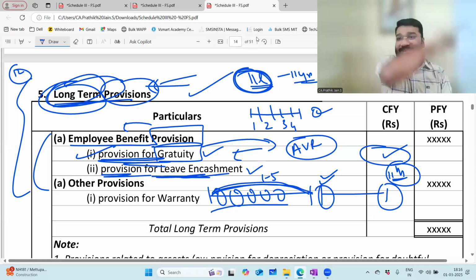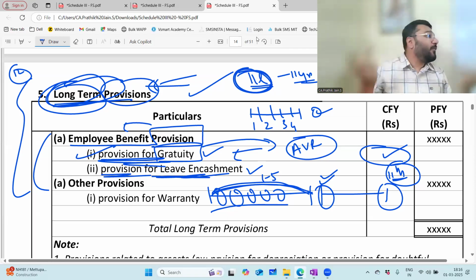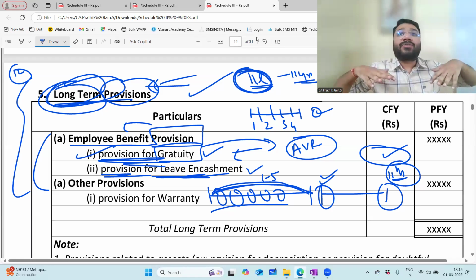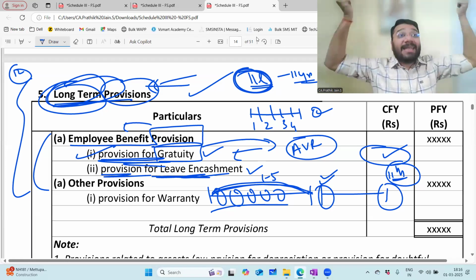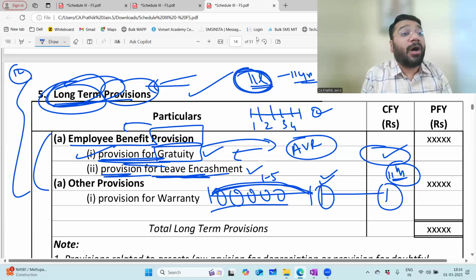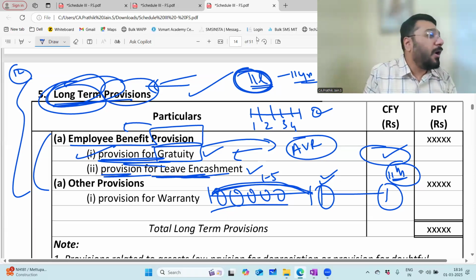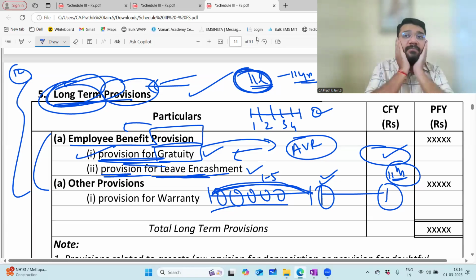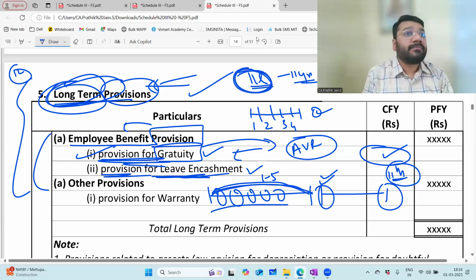I'll pay you when you retire. When will you retire? We don't know. So we assume that the retirement is going to happen after the benchmark date. In that case, this leave encashment is a part of your long-term provision. Long-term provision. Am I loud and clear?